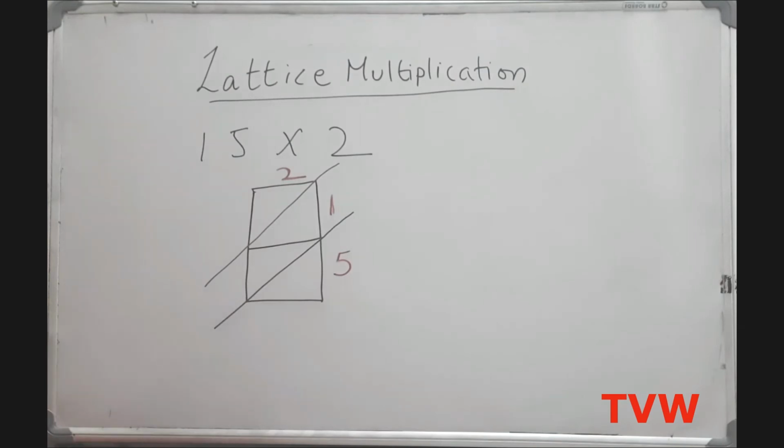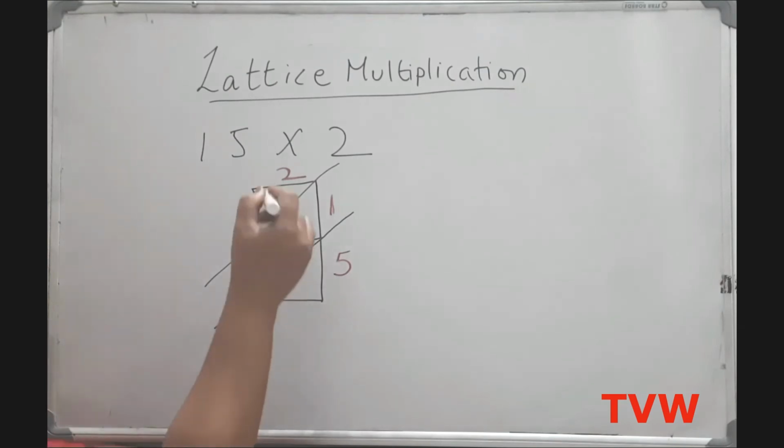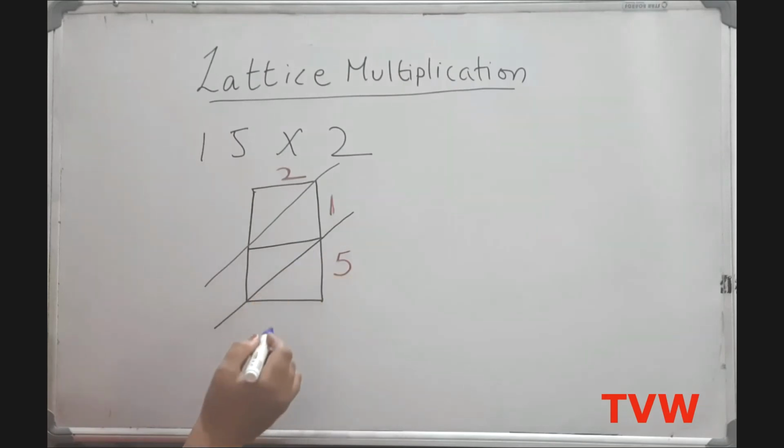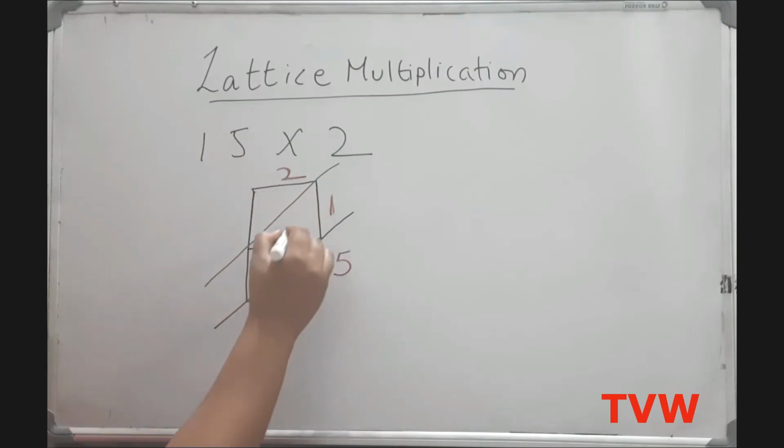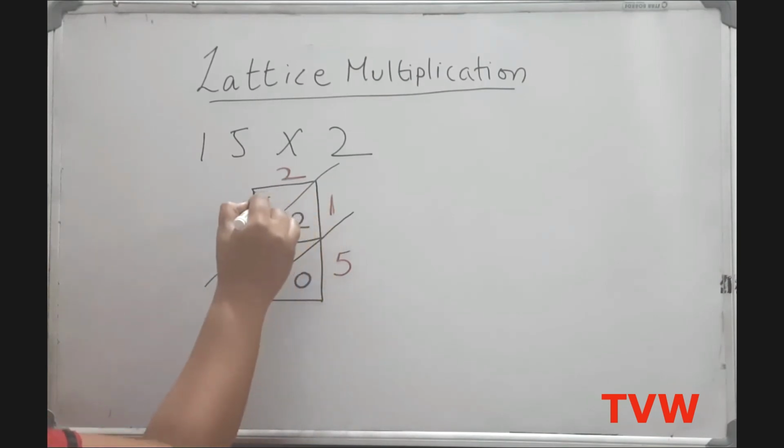Now, let us start multiplying. 2 times 5 is 10. So I'm going to put a 0 here and 1 here. 2 times 1 is 2. So I'm going to put a 2 here and a 0 here.